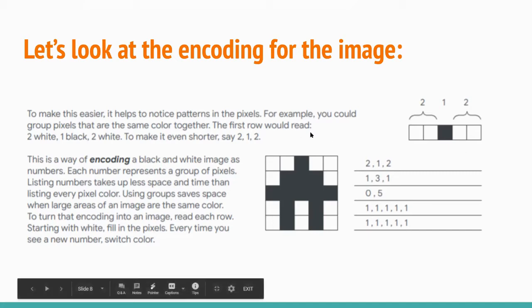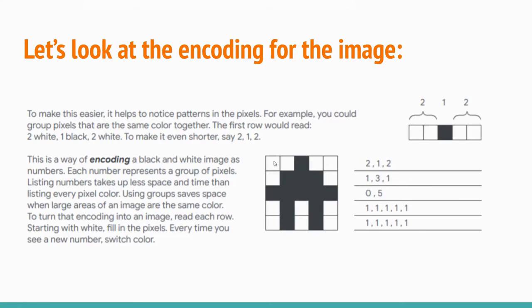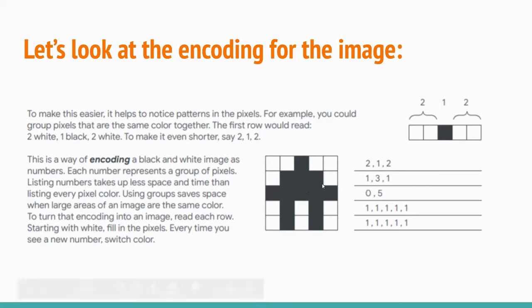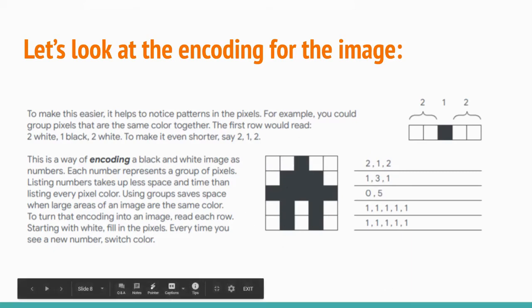So if we look at our pixelated image of our house, we can see that we have 2 white, 1 black, 2 white. Starting with the white, again, we have 1 white, 3 blacks, 1 white. Again, every row we're going to start with white. So we have 0 whites. So we're not going to color this first one in white at all. But now we have 5 black squares. So 1, 2, 3, 4, 5. And if we do that row by row, eventually we will build this picture of a house.